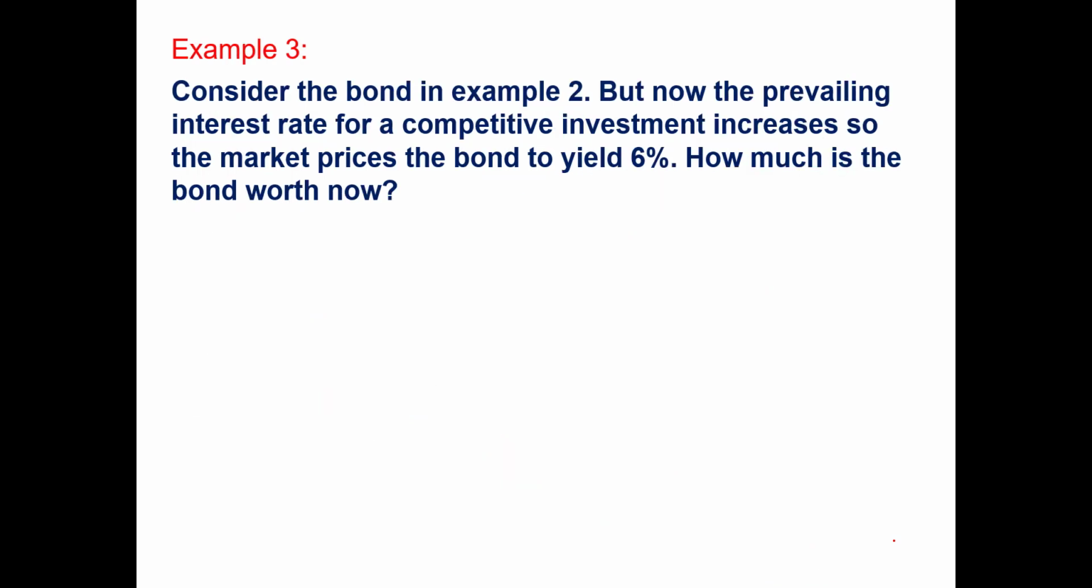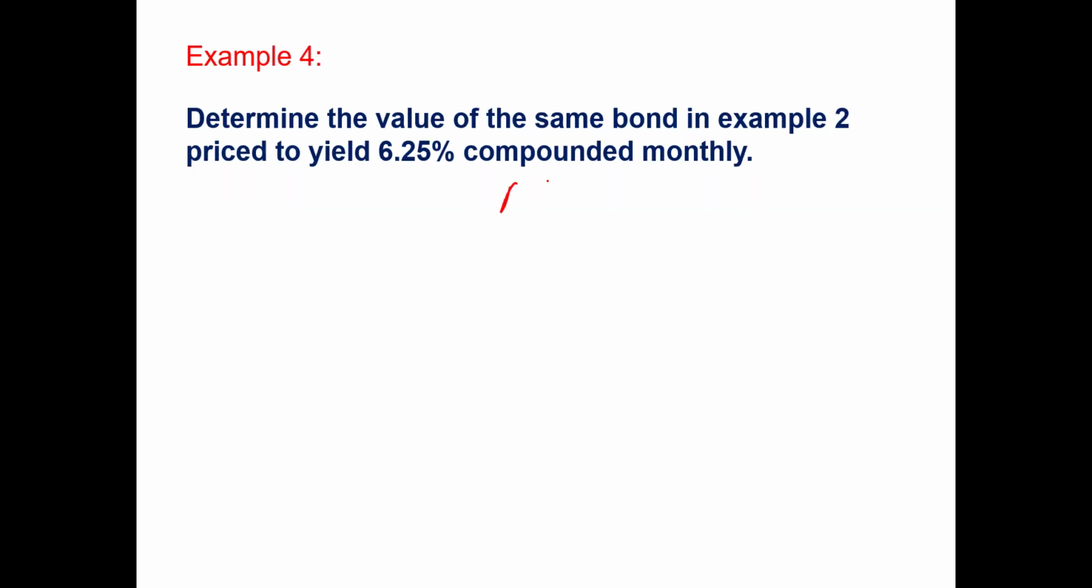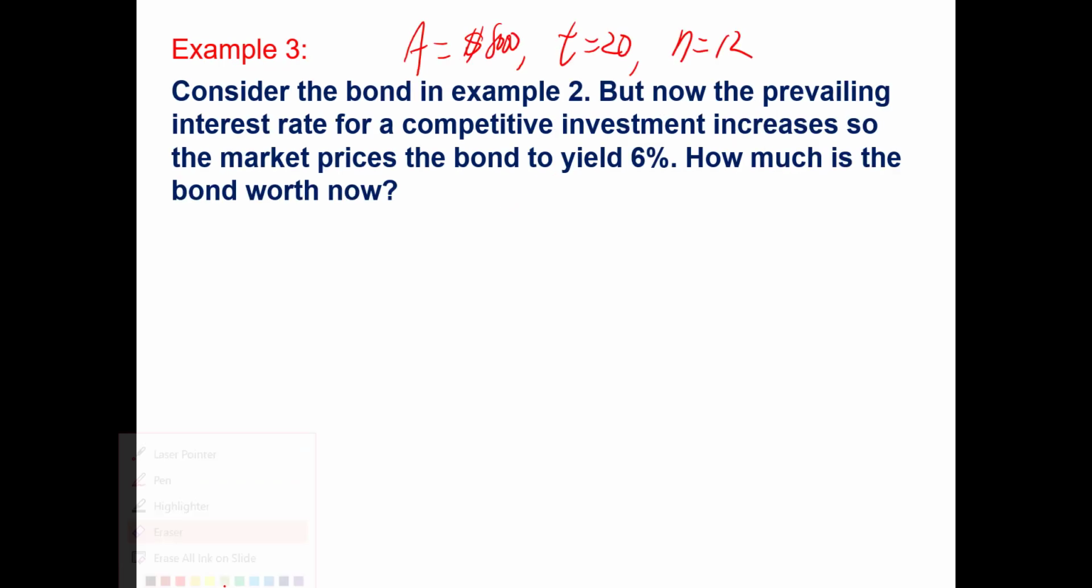And now let's take a look at this. So this is a follow-up question. Consider the bond in example 2. So same bond with the face value $8,000, and 20 years, compounding period 12, right? Now the only difference is the interest. Now the prevailing interest rate for competitive investments increases, so the market prices the bond to yield 6%. So it means rate equal to 6%. That's a slightly different interest rate. Now how much is the bond worth right now?